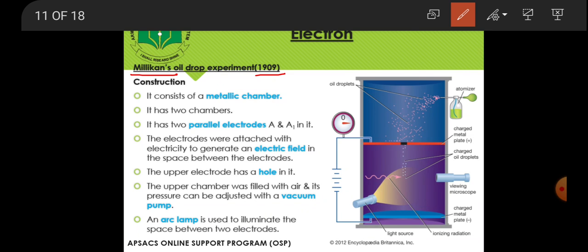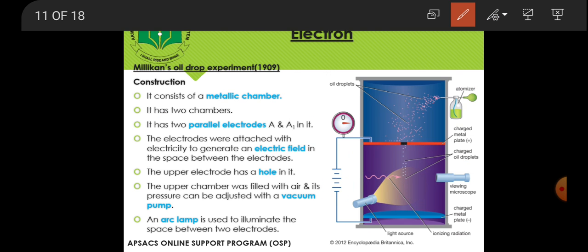Let's discuss the construction. It consists of a metallic chamber, and this metallic chamber has two chambers in it. Two parallel electrodes A and A1 are present in this metallic chamber. These electrodes are connected to a battery. The electricity generates an electric field of strength E between these two electrodes.